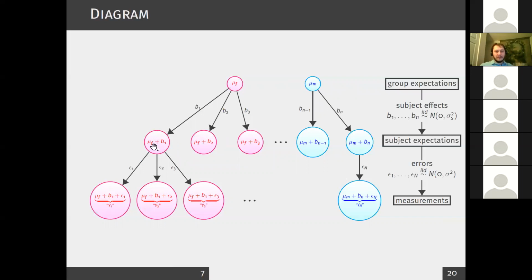Now, person 1, subject 1, a female with expected blood pressure μF plus B1, maybe she has 3 blood pressure measurements. Each one deviates from her expectation by some error, epsilon 1, epsilon 2, epsilon 3. And this whole sum of group expectation plus subject effect plus error, that sum altogether is what we're thinking of as the responses that we're going to see, Y1, Y2, Y3. So they're measurements.